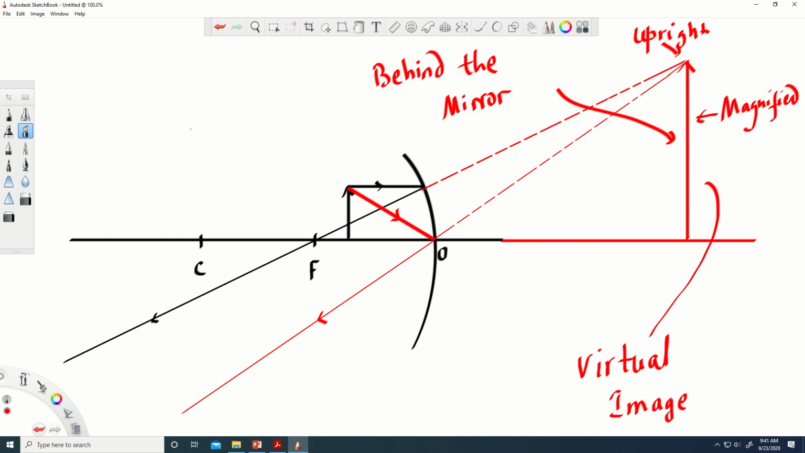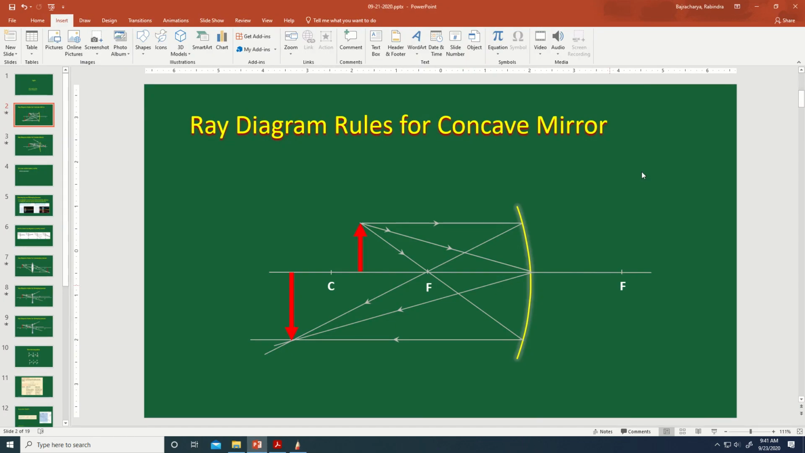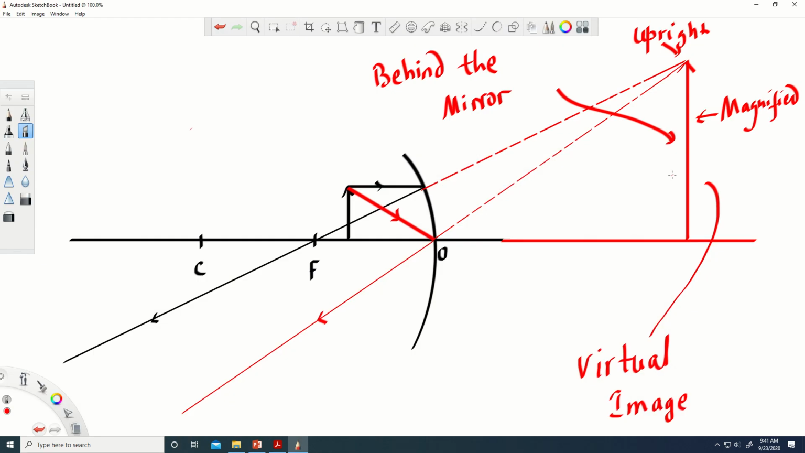Now let's look at convex mirror. Sorry, would that one be magnified still? Yes, that's magnified, because the distance is still bigger. You just compare the size of the object and image, right? This is the size of the object, and that's the size of the image, right? It's bigger, so magnified.